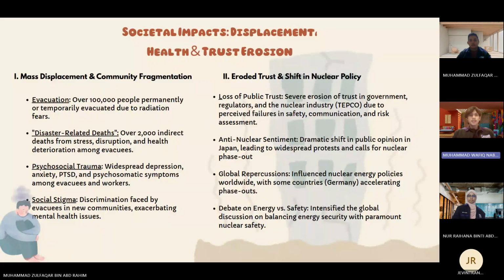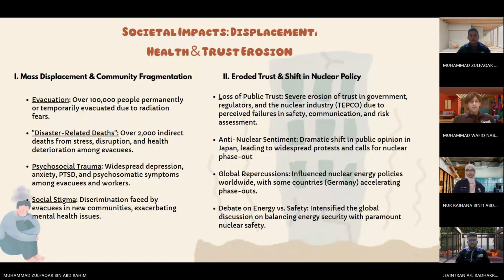Secondly, disaster-related death. Over 2,000 indirect deaths from stress, disruption, and health deterioration among evacuees. And the third is psychosocial trauma, widespread depression, anxiety, like PTSD and psychosomatic symptoms among evacuees and workers. The fourth is social stigma, discrimination faced by evacuees in new communities, exacerbating mental health issues.